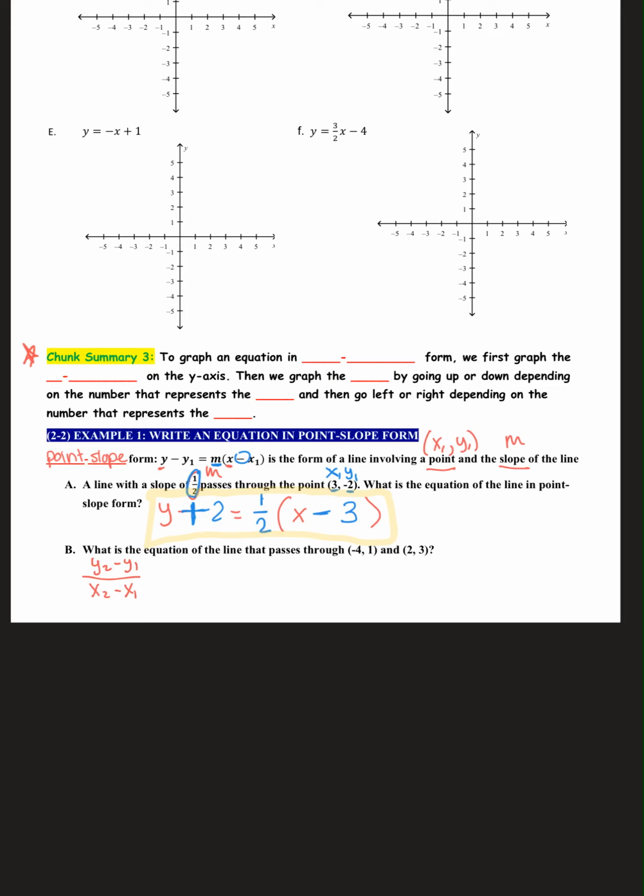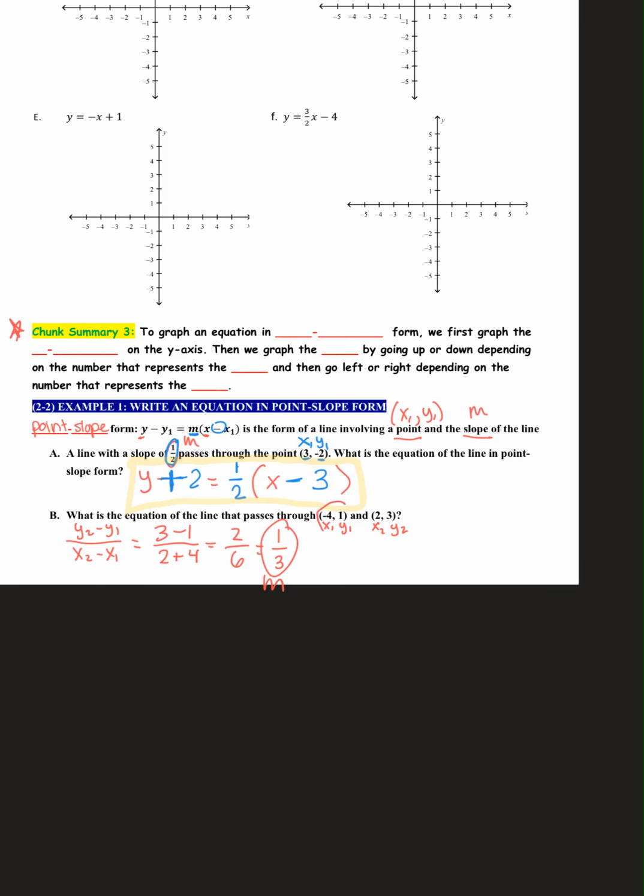So now I need to plug that into the slope formula. I know that -4 is an x1 and 1 is a y1, and 2 is an x2 and 3 is a y2. So I get 3 minus 1 over 2 minus -4. Two negatives next to each other make a +4. And then that gives me 2 over 6, which reduces to 1/3. That's my m. Now I just have to plug that into point-slope form.